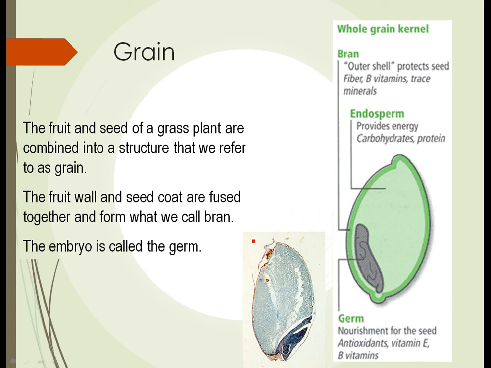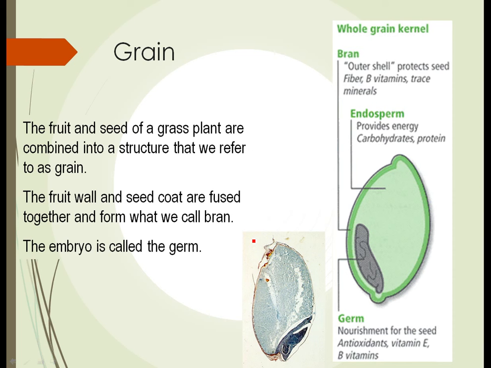The fruit and the seed of a grass plant are combined into a single structure, and we refer to that structure as a grain. The fruit wall and the seed coat are fused together. Now, think of something like an apple, where the fruit wall is the outside peel of the apple and the seed coat covers the small seeds inside. In a grass plant, that whole structure is combined into a single one, and the fruit wall and seed coat fuse together, and they form a structure that we call bran.